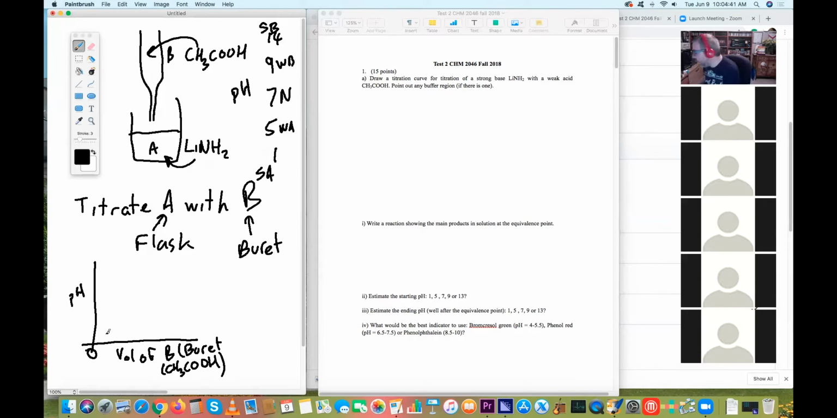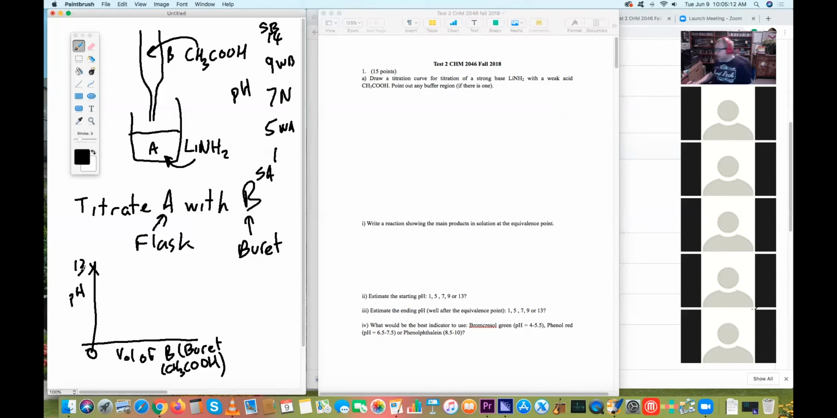So the pH is strictly due to whatever's in the flask. If we're told, and you always are, whether it's a strong or weak base or weak acid or strong acid, then you know from the question what the starting pH is going to be. I'm going to put 13, but 13 or 14 is fine. Does anybody have any questions about how I know that we're starting out at a pH of 13 on a curve like this?